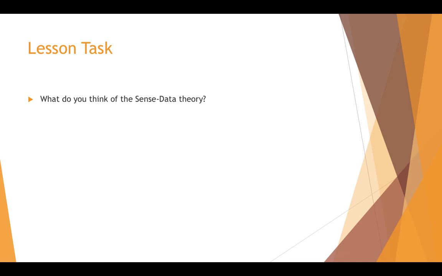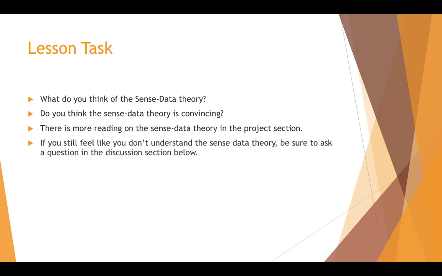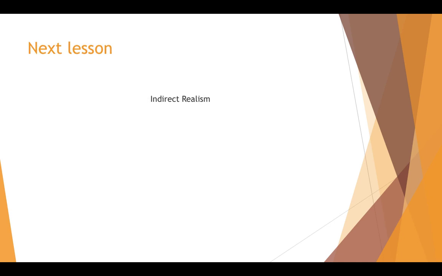As a lesson task, I want you to think about these things. What do you think of the sense-data theory? Do you think it's convincing? Is there anything wrong with it? Is there anything you would change? Any objections to it? There's more reading in detail on sense-data theory in the project section. We're going to talk about it in a lot more detail in the next lesson because we're going to link it to indirect realism. If you still feel like you don't understand sense-data theory, make sure you ask a question in the discussion section down below. Finally, in the next lesson, we're going to look at indirect realism.